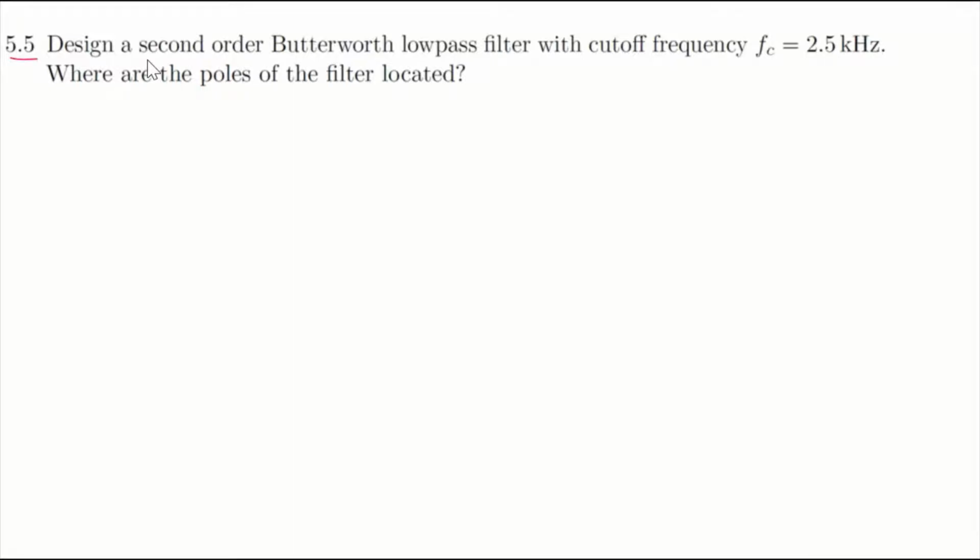5.5. We're going to design a second order Butterworth low pass filter with cutoff frequency FC equal to 2.5 times 10 to the power of 3 hertz. Right, so that means the angular cutoff frequency omega C is, we need to multiply that by 2 pi, so you would have 5000 pi radian per second. So this is the cutoff frequency of this filter. So we need such a filter, a second order Butterworth filter.